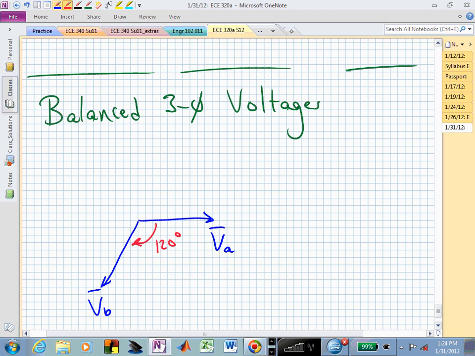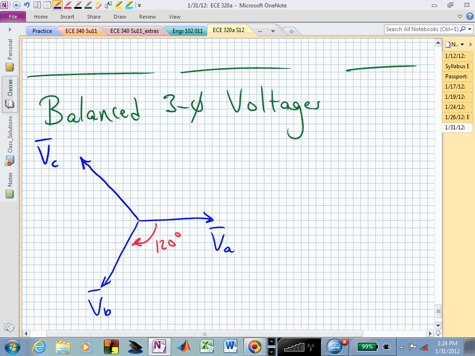V sub C, supposed to be the same color. At least I can get the color right. I may not be able to get the angles right. And this is now V sub C. These are all phasors.